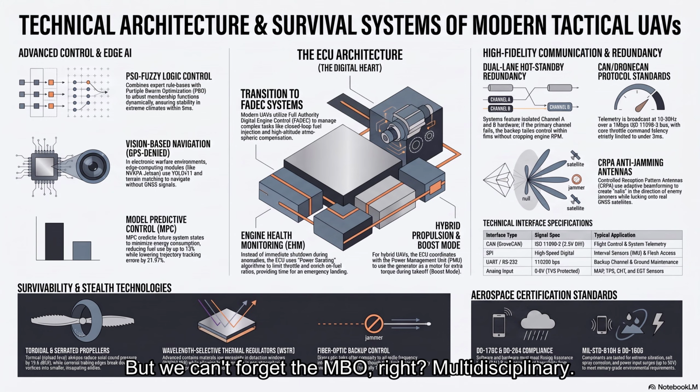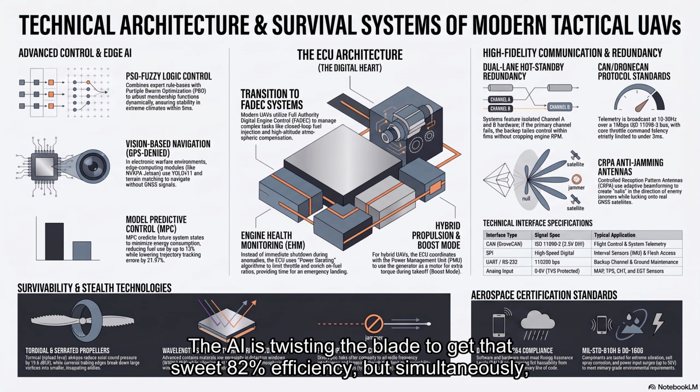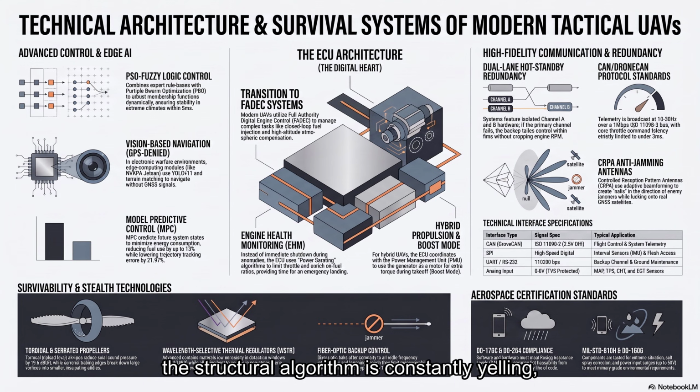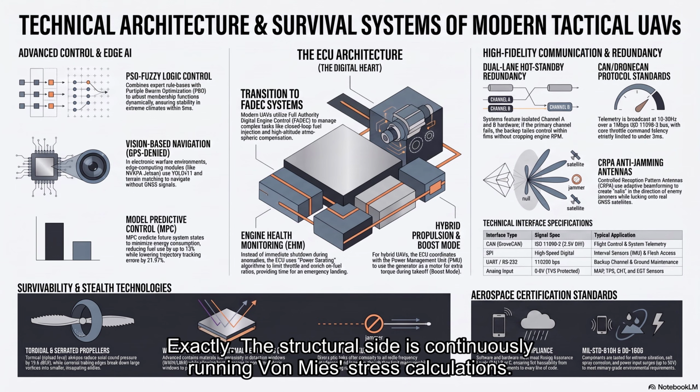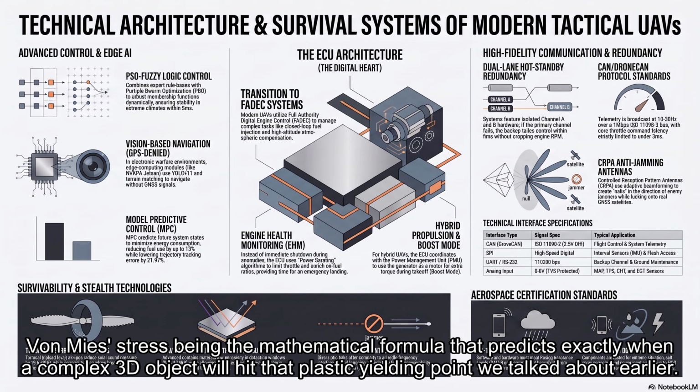But we can't forget the MDO, right? Multi-disciplinary. The AI is twisting the blade to get that sweet 82% efficiency, but simultaneously, the structural algorithm is constantly yelling, "Stop! You just made the blade too thin. It's going to snap and fail the ASTM 2.5G test." Exactly. The structural side is continuously running von Mises stress calculations. Von Mises stress being the mathematical formula that predicts exactly when a complex 3D object will hit that plastic yielding point we talked about earlier.